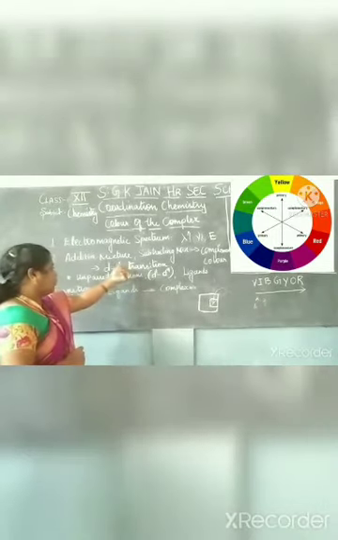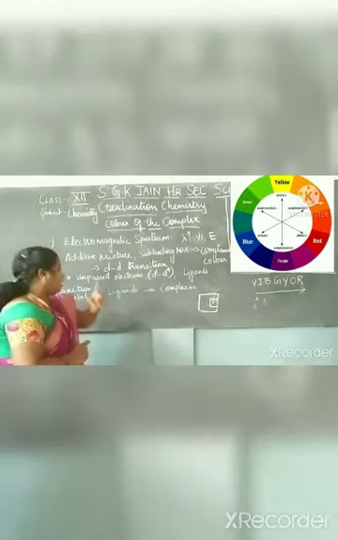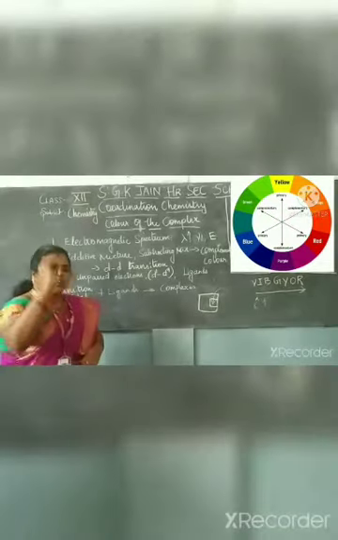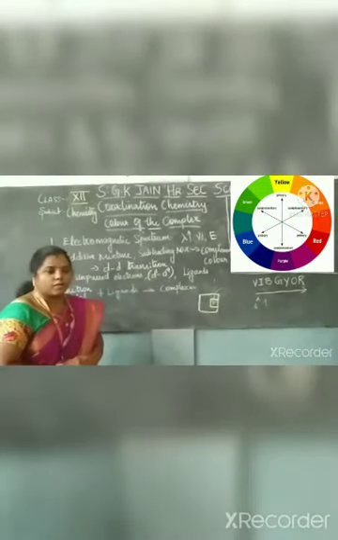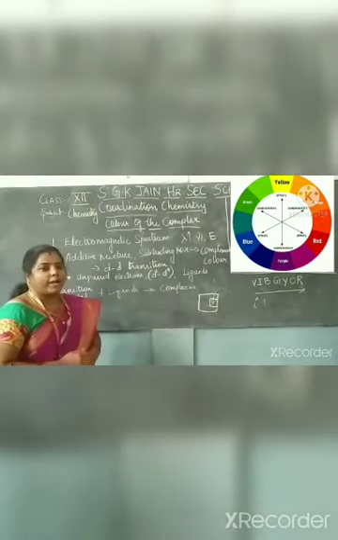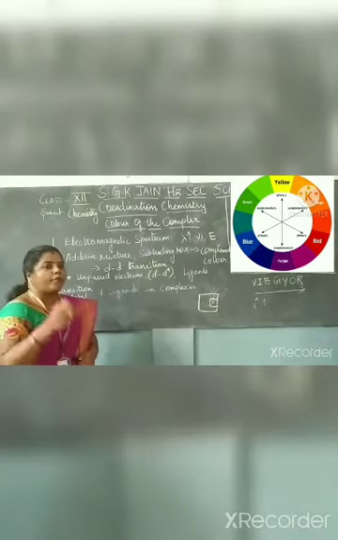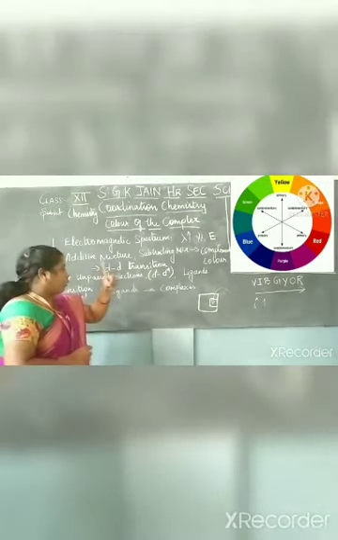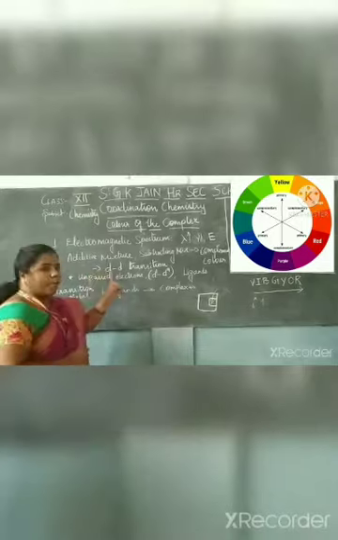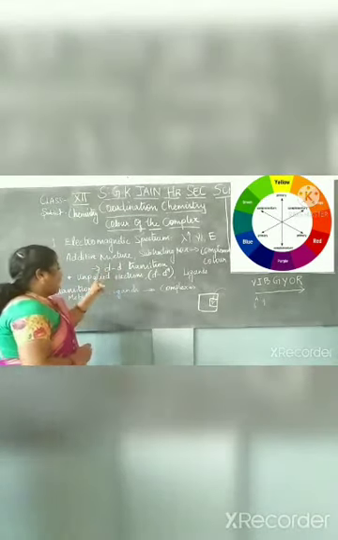Okay, what is the condition for d-d transition? First of all, the compound must contain unpaired electrons. If it does not have unpaired electrons, the compound will be colorless. So the main important thing is that the compound should contain unpaired electrons.